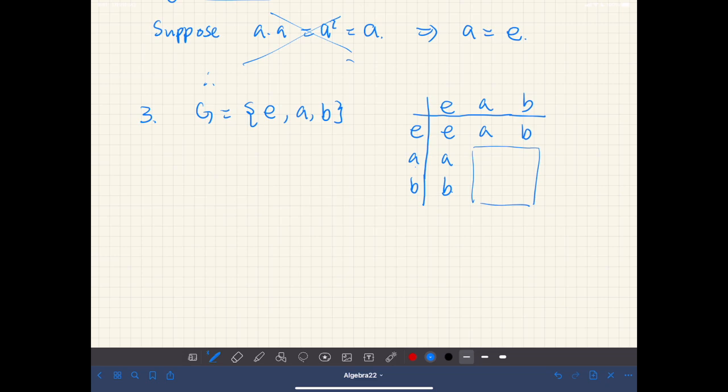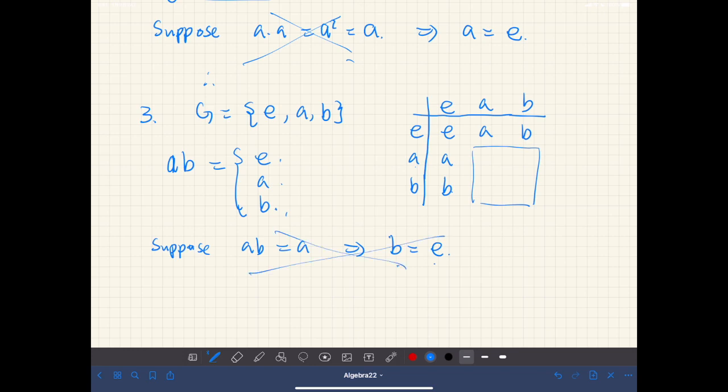Now first consider A times B. A times B can be equal to either E or A or B, right? So these are the only possibilities. So suppose we have AB is equal to A. Then by cancellation, multiplying A inverse from the left, we have B equals E. But B and E should be distinct, so this is a contradiction.